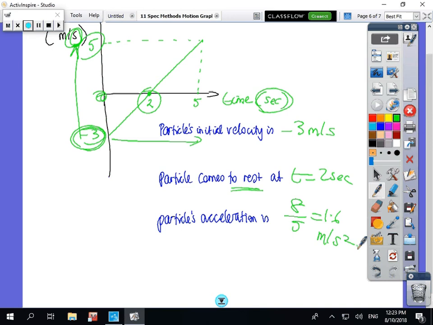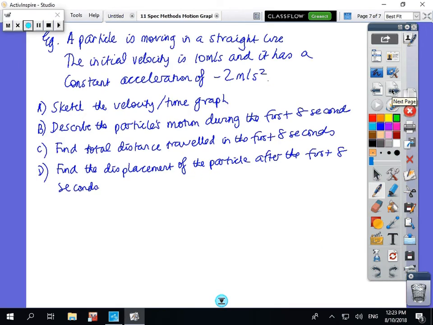Okay, copy that and come across. Okay, so let's have a look at the last question, which is going to be a long one. A particle is moving in a straight line. They always move in straight lines. In year 11, the initial velocity is 10 meters per second, and it has a constant acceleration of minus 2, which means that it's decreasing. Okay, the particle's velocity is decreasing.